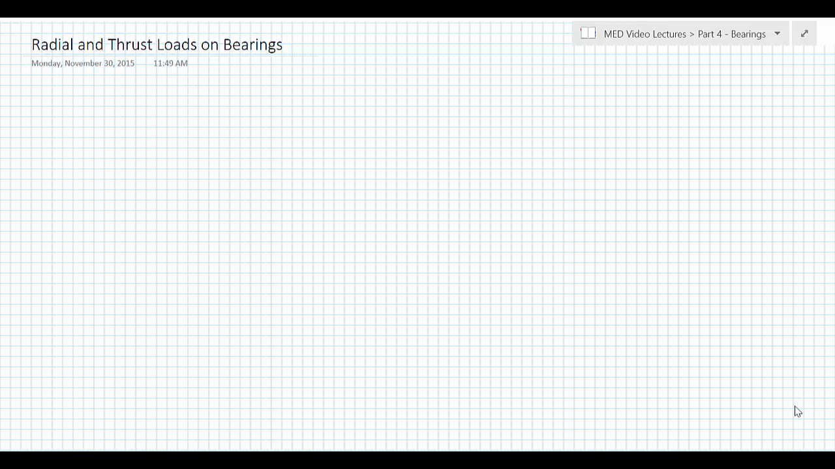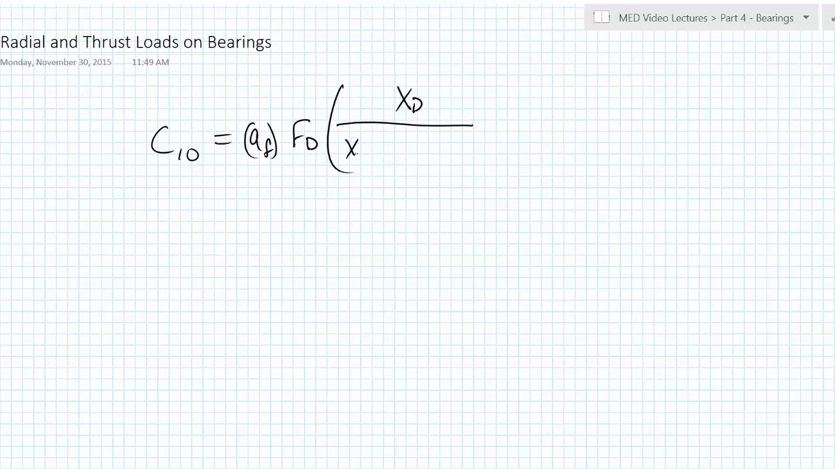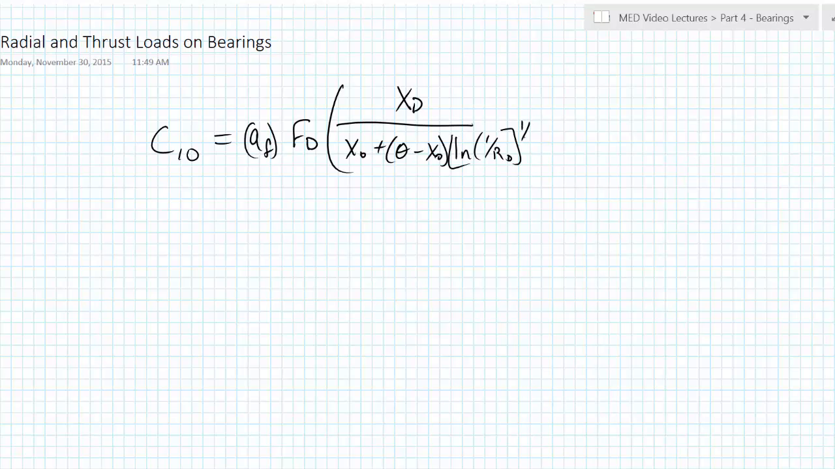So let's begin. What we're going to do is replace our value before of FD with an equivalent force. So before, we had our application factor times our dynamic force times the life ratio, and then the reliability parameters, x naught plus theta minus x naught multiplied times the ln of 1 over the reliability we want, to the 1 over b, all of those shape parameters, and all of that to the 1 over a. What we're going to be doing is replacing this dynamic force with an equivalent force, Fe.